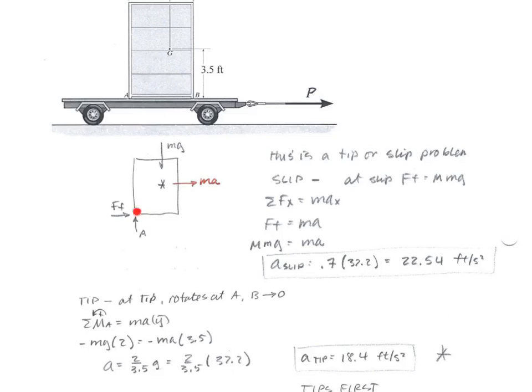At tip, it tends to rotate about this point. It will tip over backwards. And so what we say is that at tip, it rotates at A, and whatever is over here, B, goes to zero. So it's often easiest to sum the moments about the point of rotation. I'm going to go counterclockwise as positive. So mg is negative and the ma vector is negative. You can find the tip acceleration.